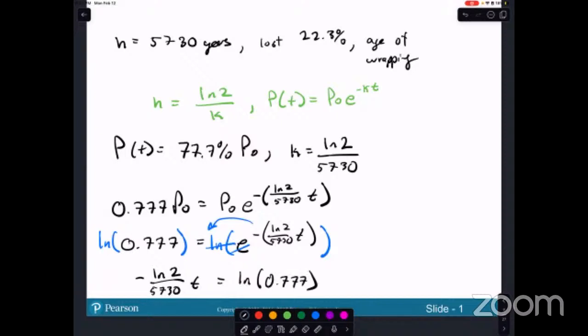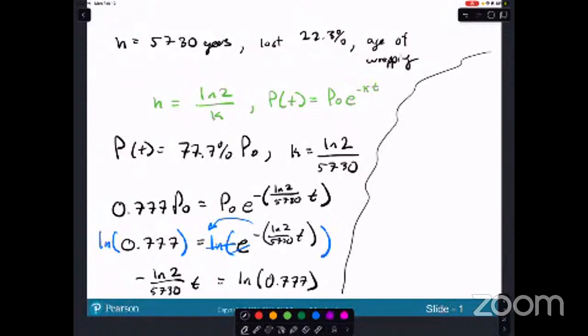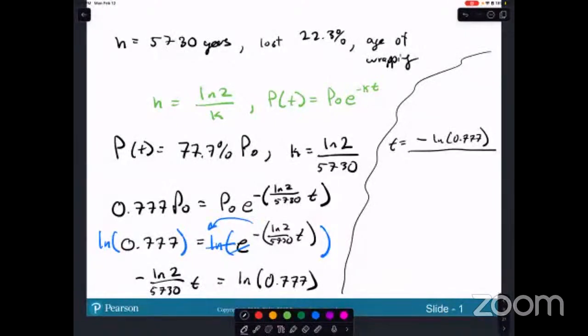So then ultimately, the age should be equal to negative, if you flip and multiply, negative natural log of 0.777, I'm just going to write it like this because I'm running out of space, divided by the natural log of 2 over 5730. I think that's the exact result. And then we use our calculator to crunch that number.